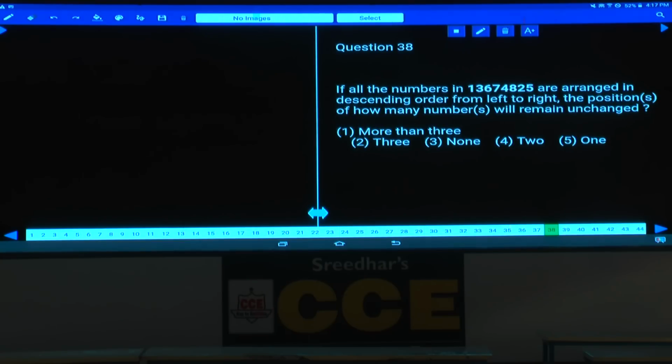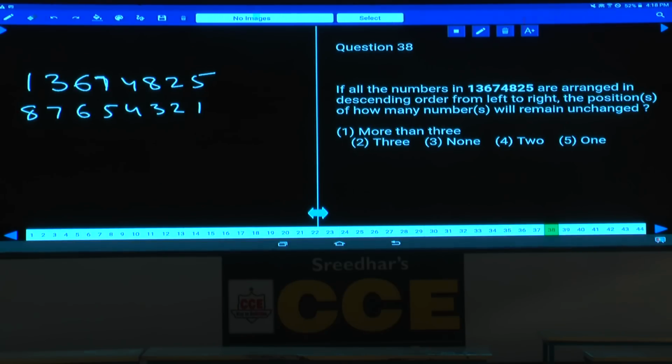If all the numbers, what are the numbers here? The number is 13674825. Now this is the number. How many digits are there? There are 8 digits, arranged in the descending order from left to right. Descending order means 8, 7, 6, 5, 4, 3, 2 and 1.